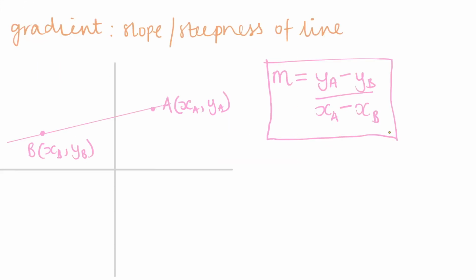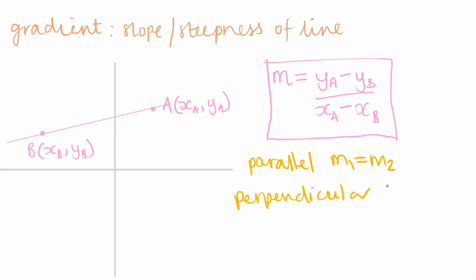So the three things that we need to take away from this video are, first of all, the equation for finding the gradient, which is finding the difference between the y values and dividing that by the difference in the x values. The condition for two lines to be parallel is that their gradients are the same, so m1 equals m2, and for them to be perpendicular, they multiply to make minus 1.